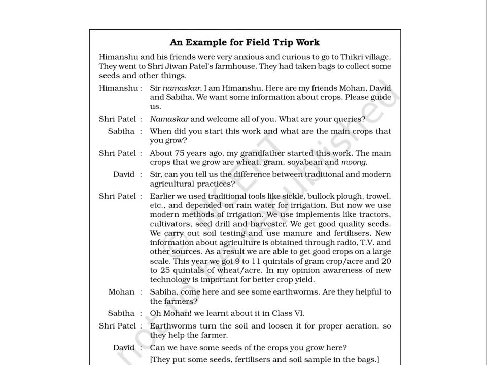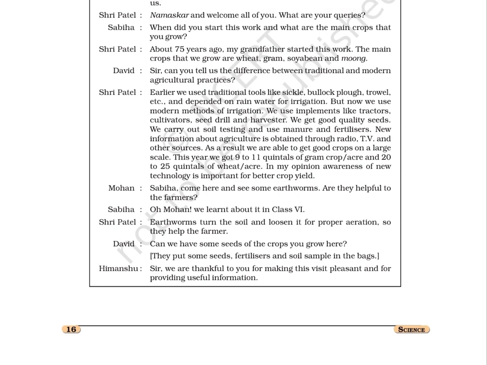Shri Patel: Namaskar and welcome all of you. What are your queries? Sabiha: When did you start this work and what are the main crops that you grow? Shri Patel: About 75 years ago, my grandfather started this work. The main crops that we grow are wheat, gram, soybean and moong. David: Sir, can you tell us the difference between traditional and modern agricultural practices? Shri Patel: Earlier we used traditional tools like sickle, bullock plough, trowel, etc. and depended on rainwater for irrigation.